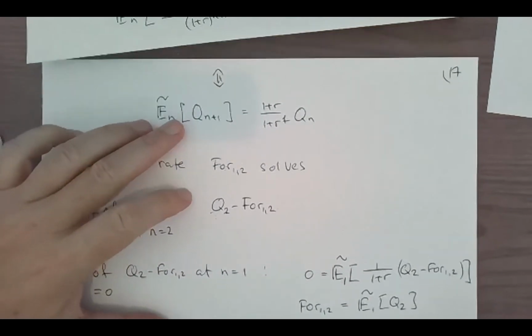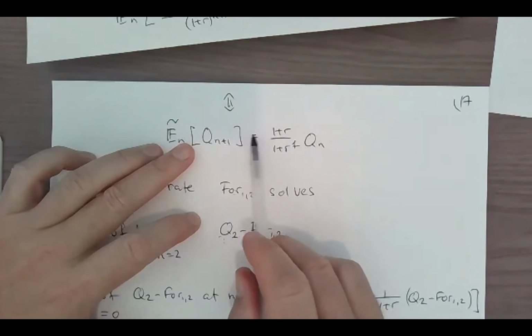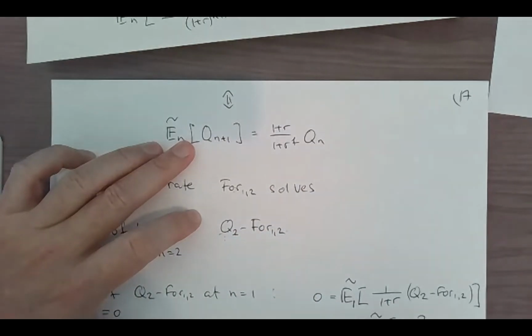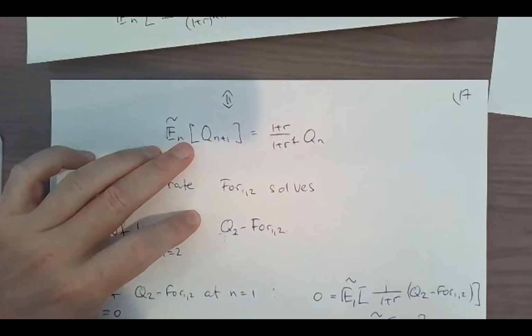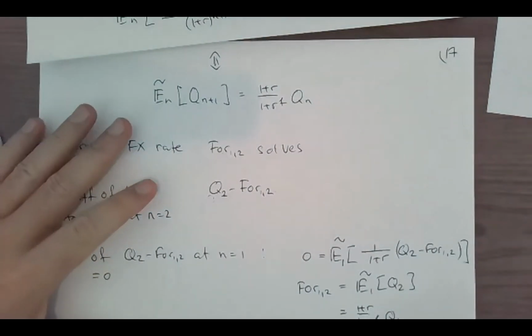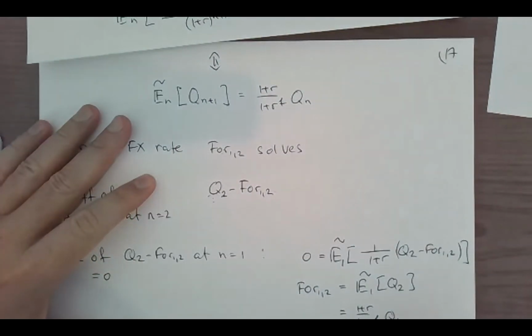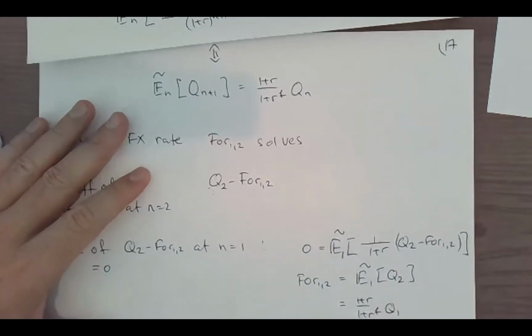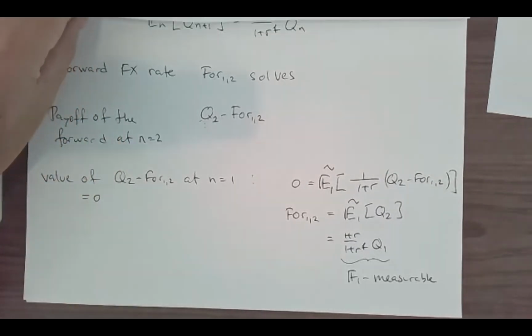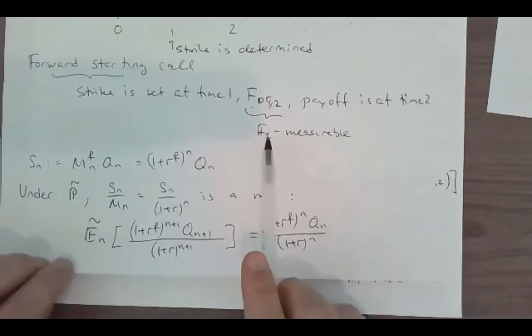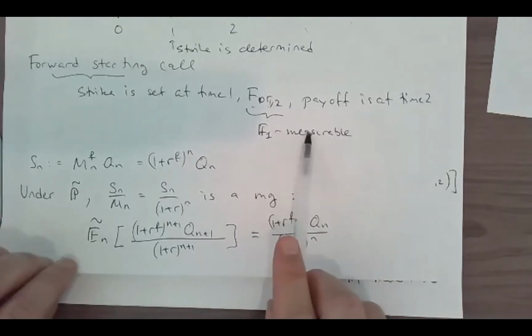And we figured out what that was. We had the formula right up here. This was equal to 1 plus R divided by 1 plus RF times Q1. And sanity check, right? This here really is F1 measurable, which is what it had to be.